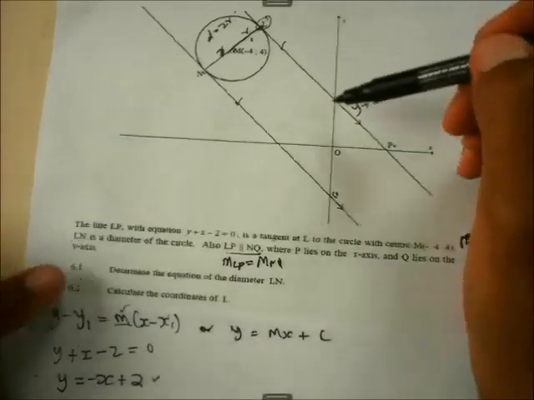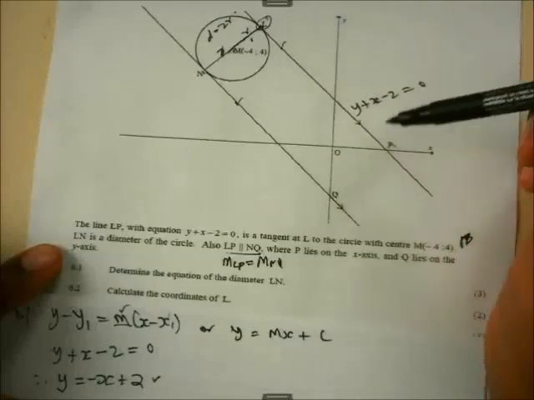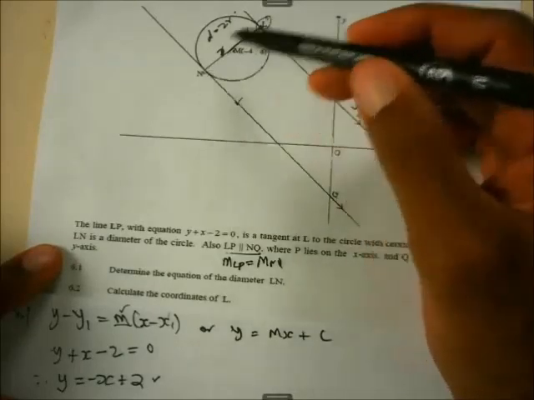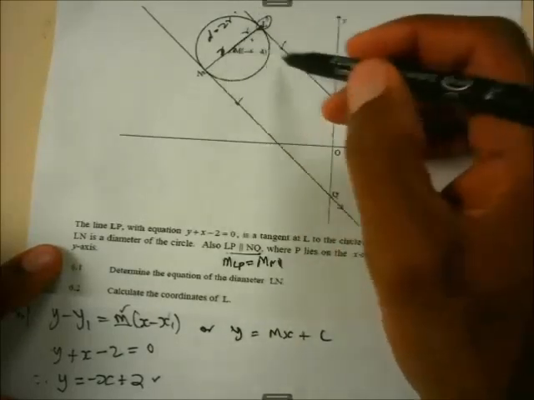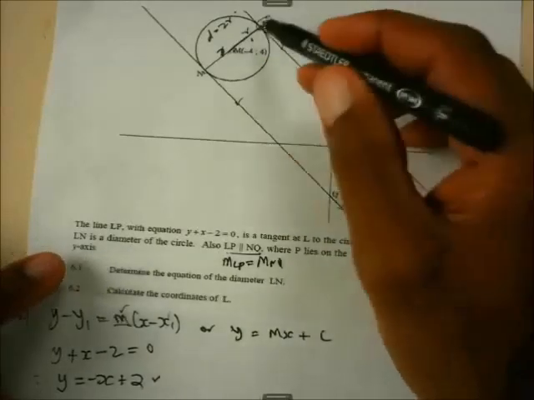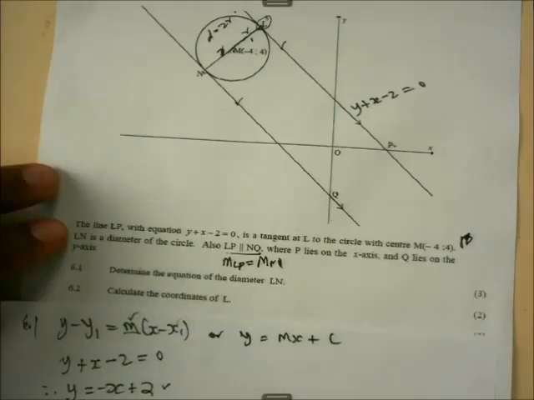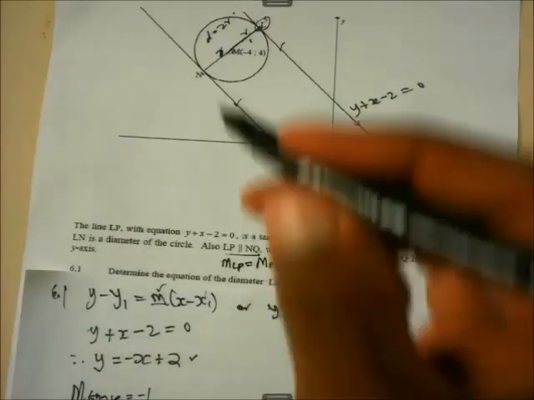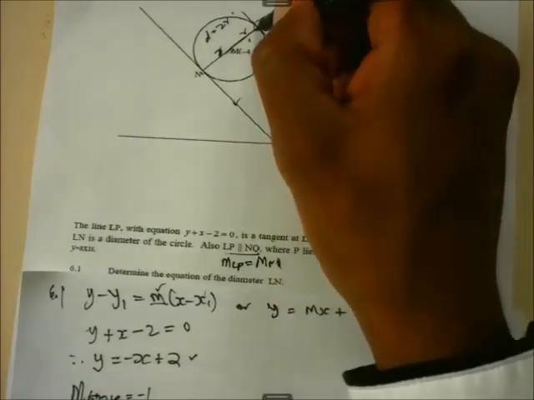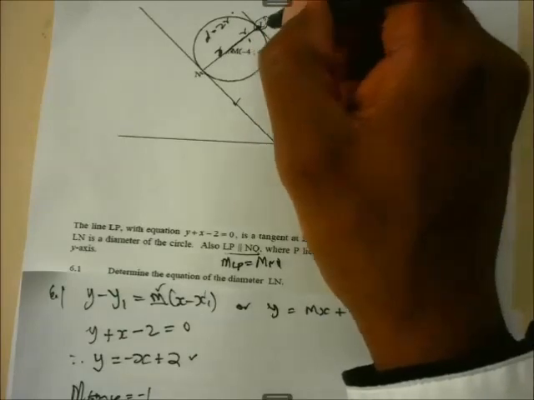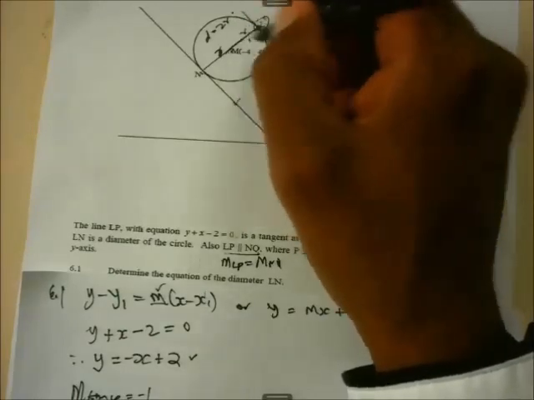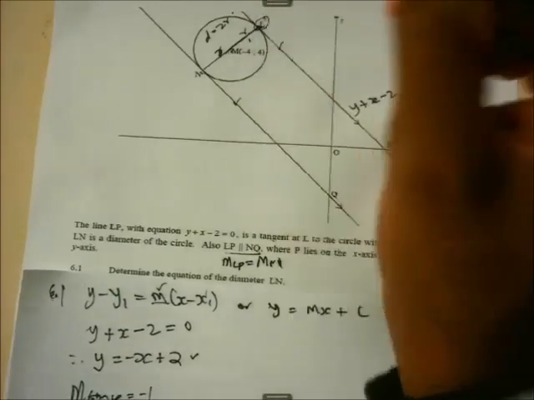Remember now, we have the line LP and also the line LN. Then it means we are going to use these two lines to determine the x coordinate of L, as well as the y coordinate. Right now, what is it that you are going to do? Of course, if these two lines intersect at this point, these two lines are equal at this point.